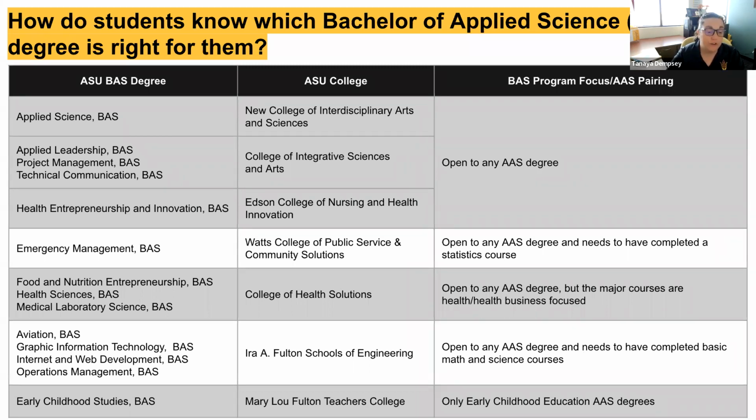Now, if you go a little bit further, you're going to see that these get a little more nuanced, depending on what the student's looking for or what is required for that BAS degree. So you'll notice a few of them are saying, okay, you need to have at least a knowledge of statistics, or you need to have some math and science courses under your belt in order to be successful in the upper division courses at ASU.